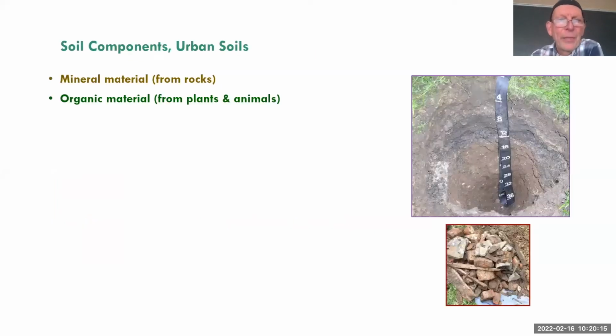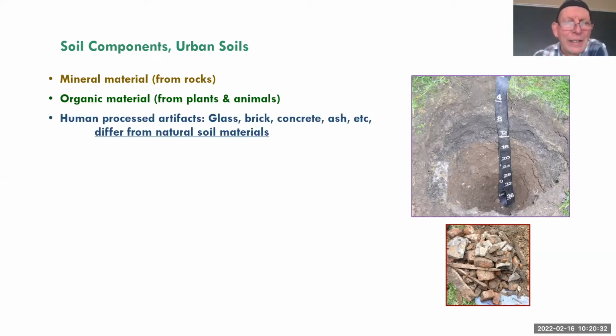So let's talk about the soil components in urban soils. You know, like most soils, there's mineral material derived from rocks. There's organic material derived from decaying plants and animals. One of the things that makes urban soils different is that you've got these human processed artifacts mixed into the soil in many areas. Okay, human processed artifacts include glass, brick, concrete, ash, etc. And they differ from natural soil materials in a couple of different ways.